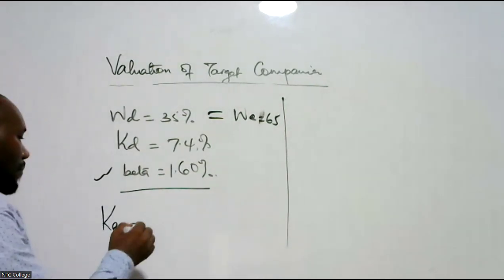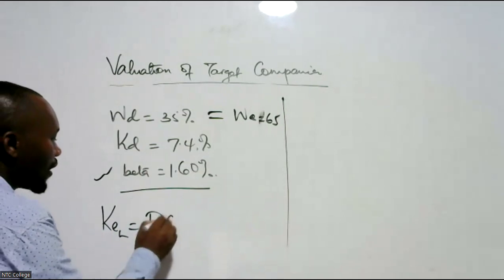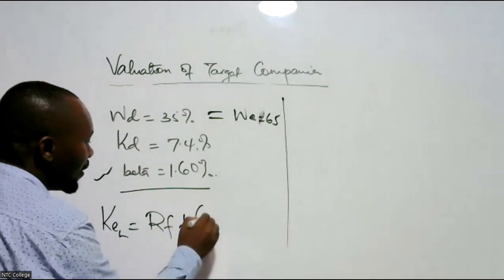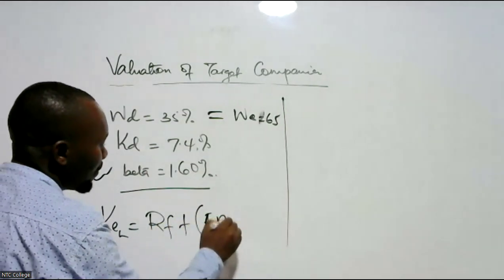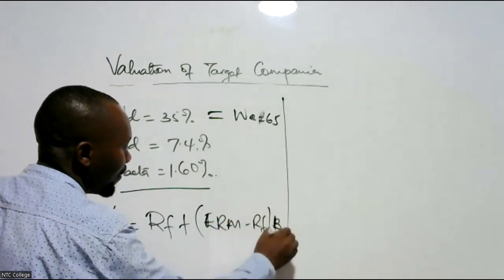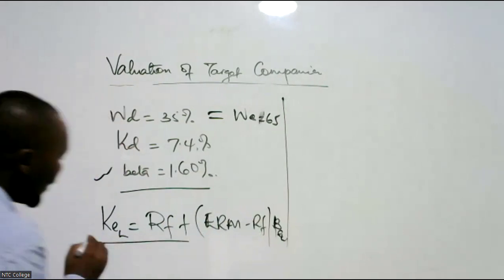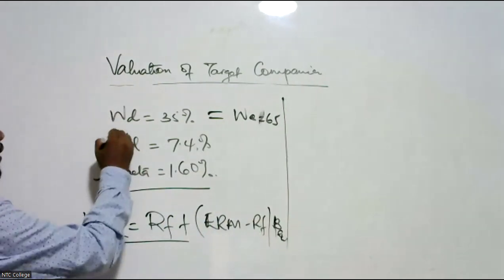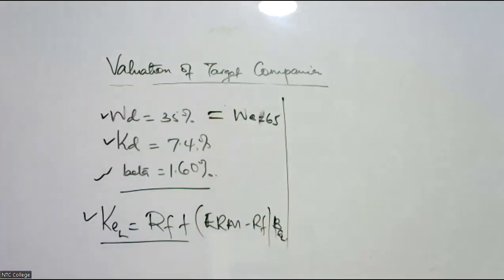Definitely with beta, they're trying to tell you to get the cost of equity of the levered firm using which formula? You can use the CAPM formula, and talk about RF plus ERM minus RF times beta, beta of the levered firm. So you can get KE. Ukiwa na KE na uko na weight zote, so you can easily get what?